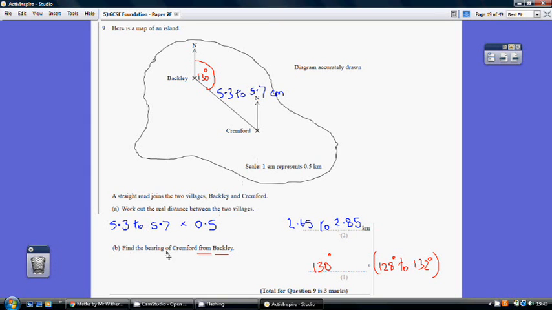Now we've got to, for part B, find the bearing of Cremford from Backley. So you're doing the measurements from Backley. Now a bearing is the angle measured from north in a clockwise direction. So using your protractor, you can measure this angle to be 130 degrees. Again, there was a bit of leeway in the answer in the mark scheme, so anything between 128 to 132 was allowed.